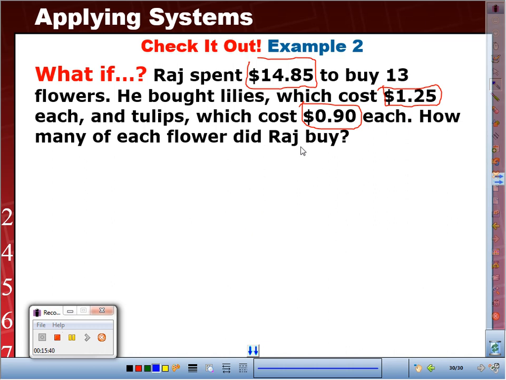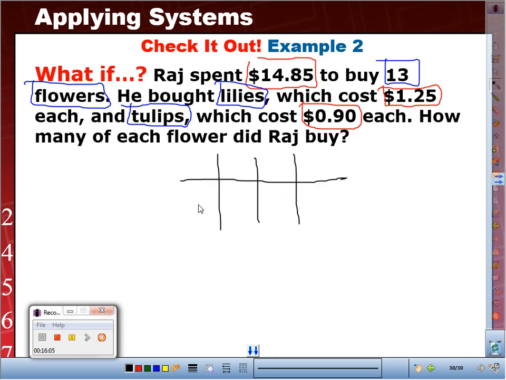Let's go to items. How many total items? 13 flowers. Okay, what kind of flowers? Lilies and tulips. Alright, so with that said, let's write a table. 1, 2, 3, 2 across.